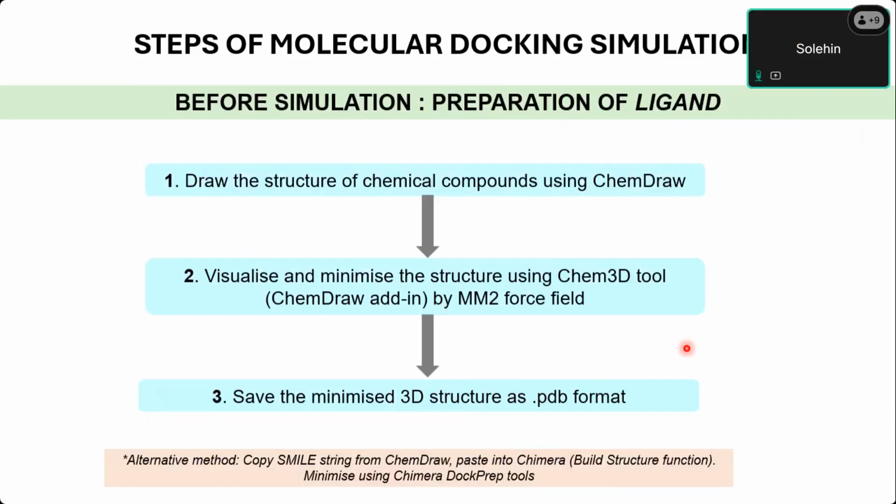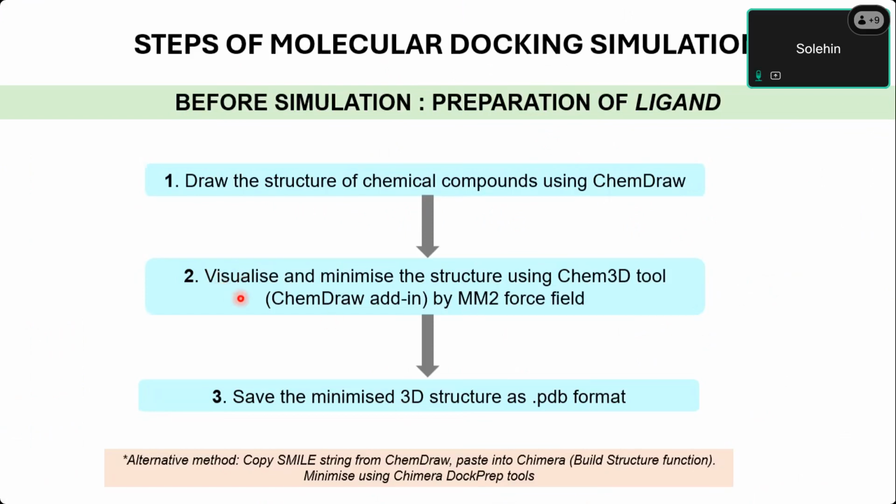Okay, before starting the simulation, we need to prepare the ligand. Actually, I will show you step by step using the software, but I just mention it briefly using the slide first. How to prepare the ligand using ChemDraw: we draw the structure, as I mentioned before. There is actually a lot of software that can be used to draw a compound, but specifically for this lab, the current one we use is ChemDraw.